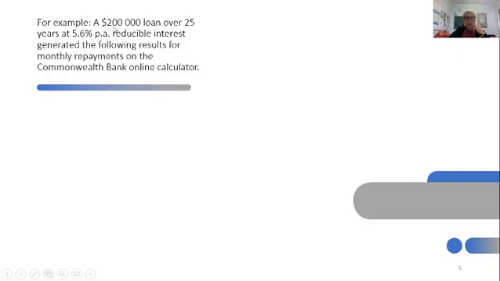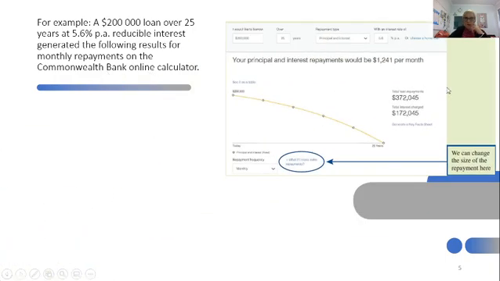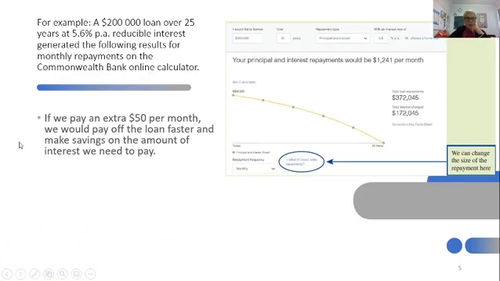And you'll see this here. So, for example, you've got a $200,000 loan over 25 years at 5.6% reducible interest, which generated the following results in the monthly Commonwealth Bank calculator, which we're going to use. So, there it is. If we pay an extra $50 a month, we pay off the loan faster and we make savings on the amount of interest we pay. So we can change the size of the repayment here, and you can see just by paying $50 more, how much quicker it changes.